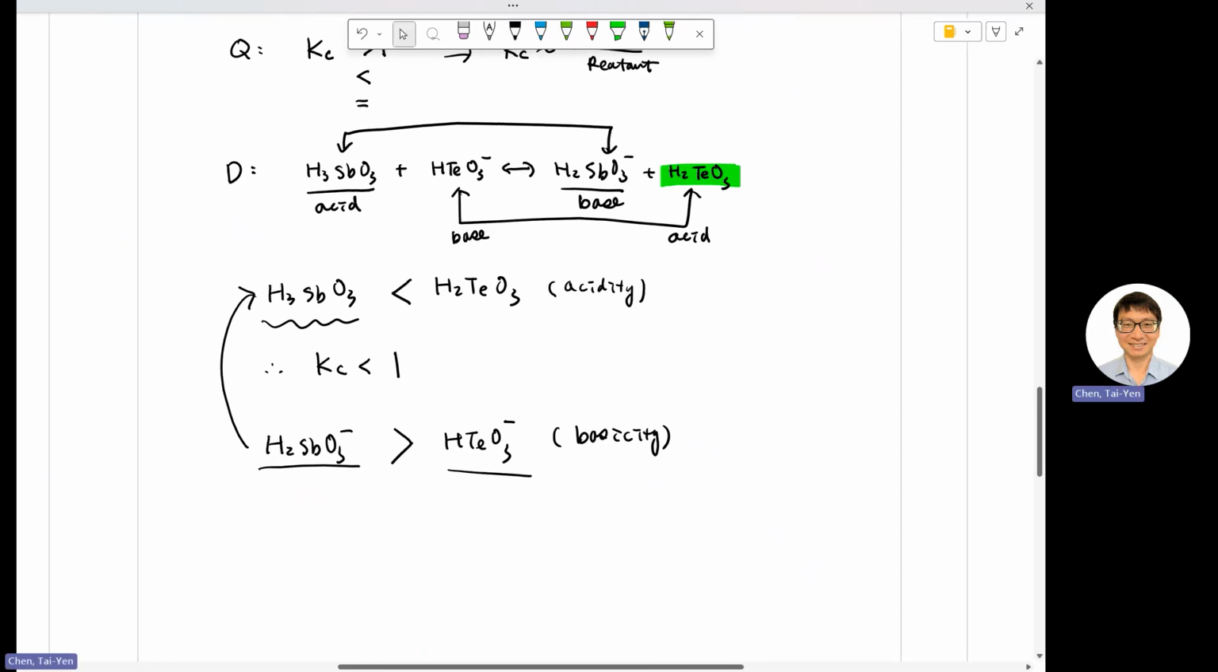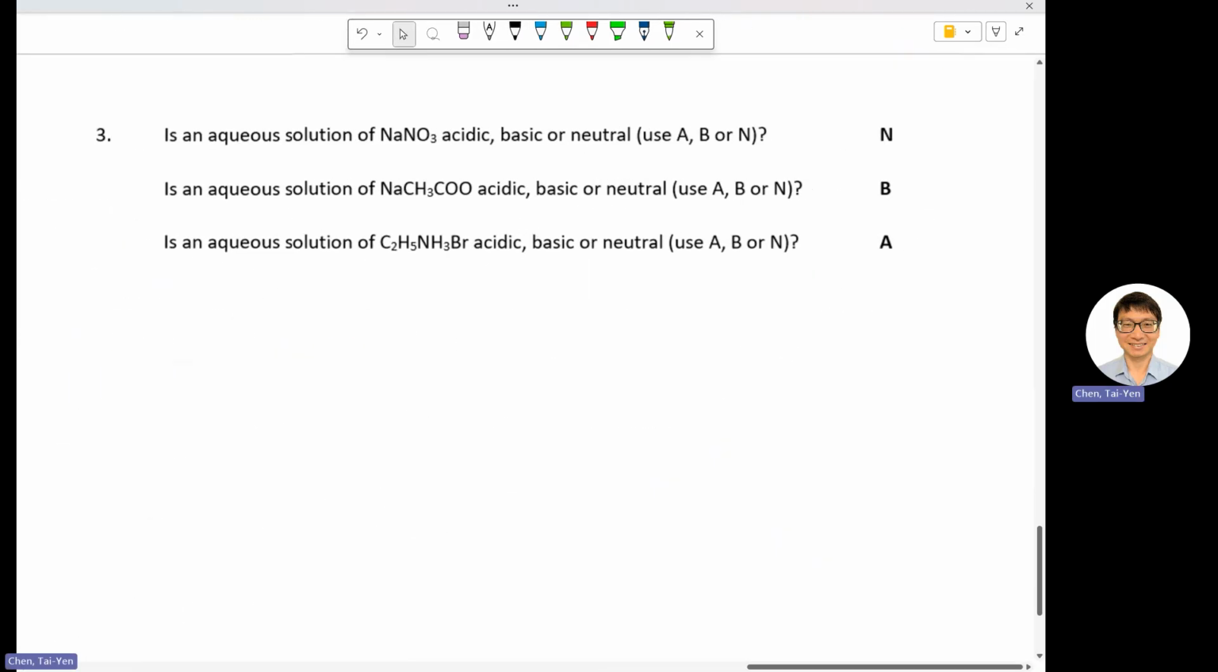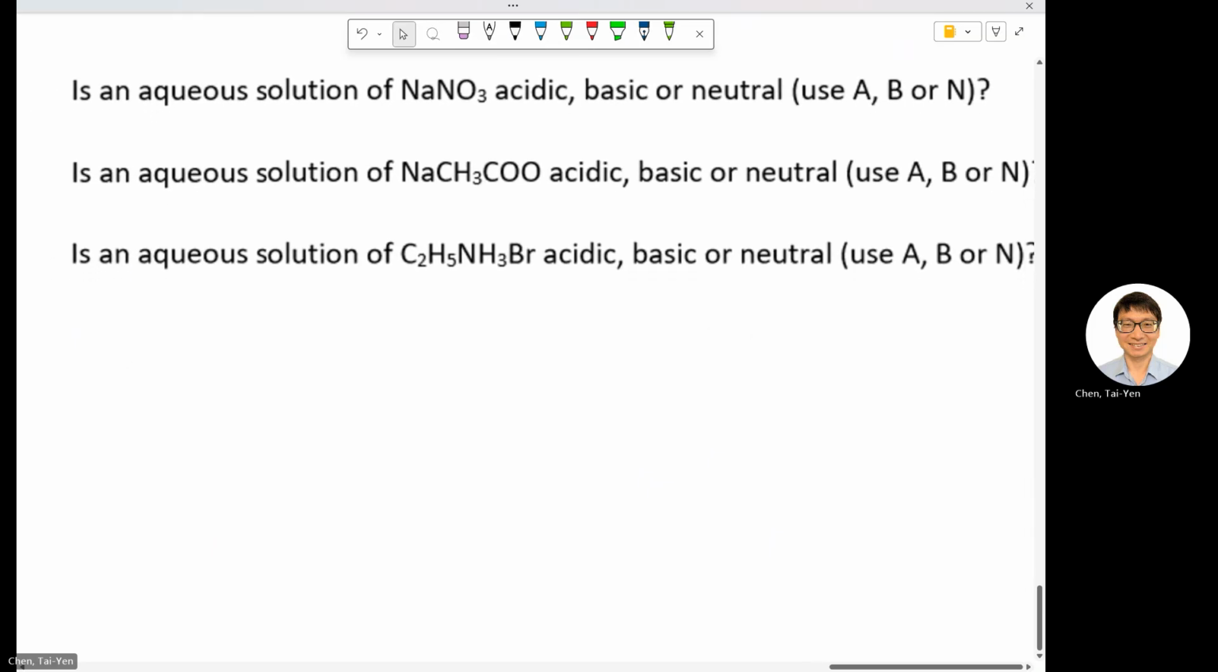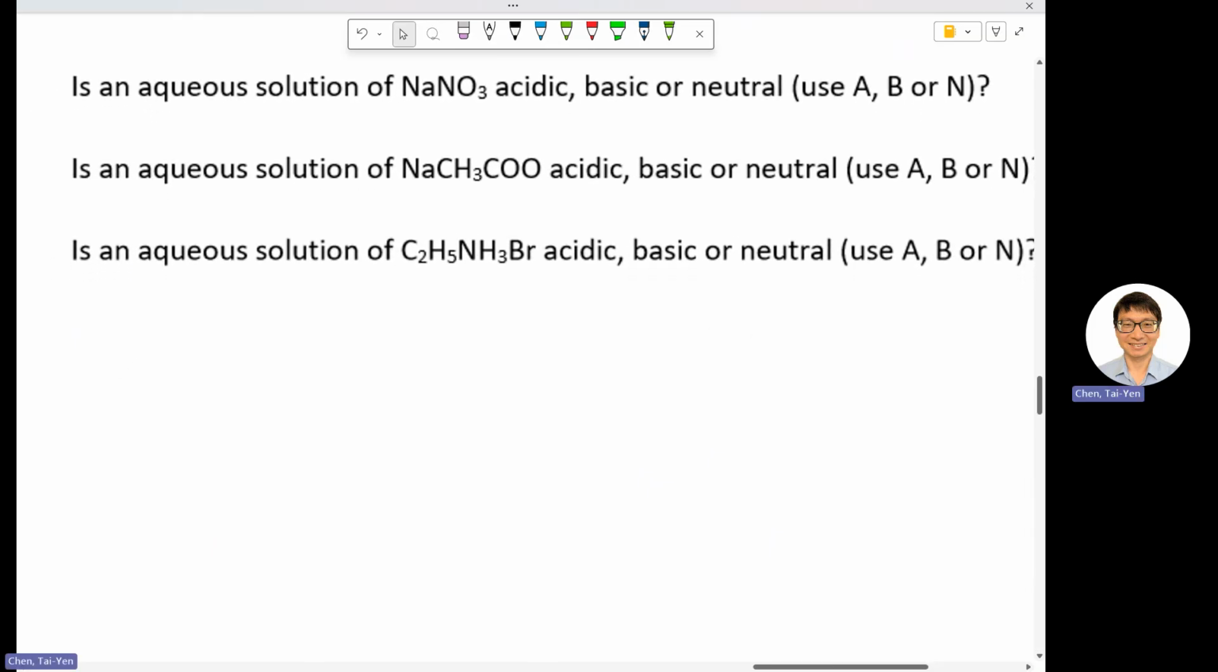So the very last question we want to go through today will be this. In an aqueous solution of NaNO3, is it acidic, basic, or neutral? Okay, so how to handle this type of question? The first thing is that you need to recognize that what you have is a salt. So how do you know you have a salt?